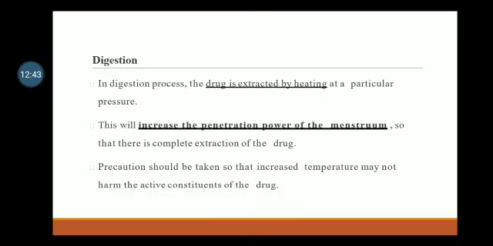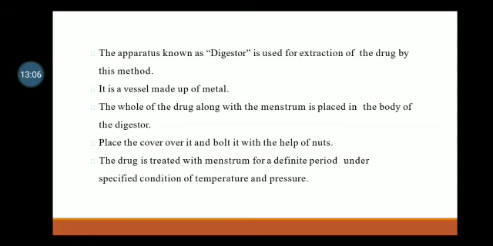Digestion. In the digestion process, the drug is extracted by heating at a particular pressure. This will increase the penetration power of the menstruum so that there is complete extraction of the drug. Precautions should be taken so that increased temperature may not harm the active constituents of the drug. The apparatus known as a digester is used for extraction of the drug by this method.